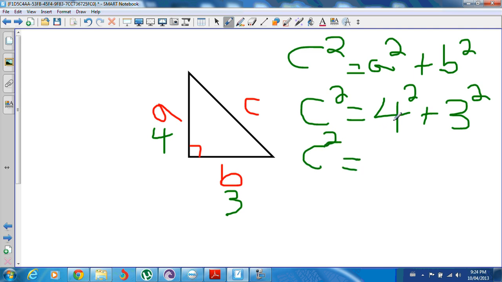Now, can we work out 4 squared? Remember, if you have a little 2 up there, all it means is times 4 by itself. So 4 squared is just 4 times 4. 3 squared would be just 3 times 3. So 4 times 4 on your calculator will give us 16. And then we bring our plus sign down, of course. 3 times 3 on a calculator will be 9. And if we add 16 and 9 together, we're going to end up with 25.